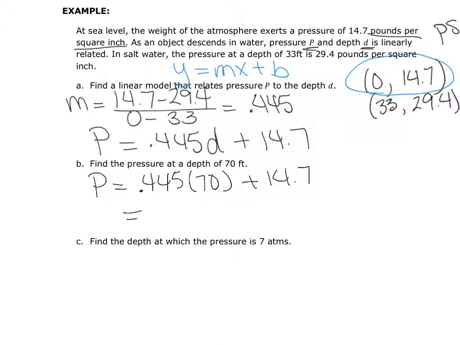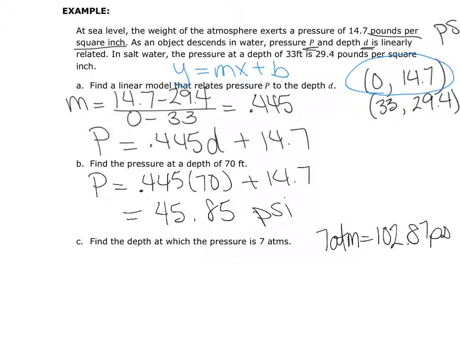So my pressure at 70 feet is 45.85 PSI, pounds per square inch. Now, it's asking me to find the depth at a pressure of 7 ATMs. Well, my information is all in pounds per square inch, not ATMs. So I went on the internet and looked for the conversion between ATMs and PSI. And so 7 ATMs equals, and I did a conversion calculator, 102.87 PSI. Now I can use this formula right here because I'm now using the same units.